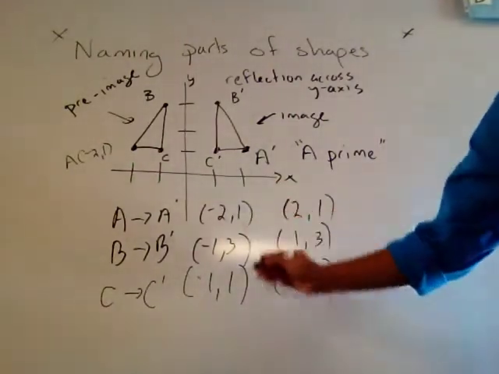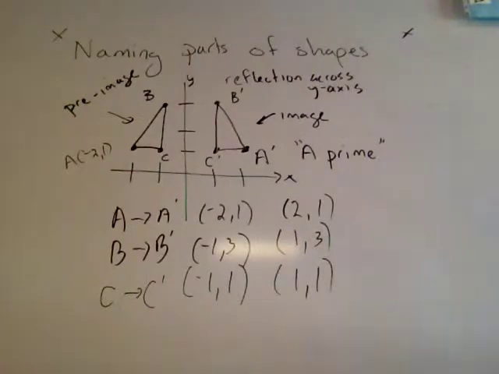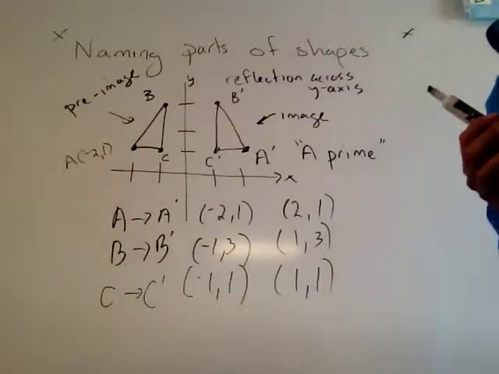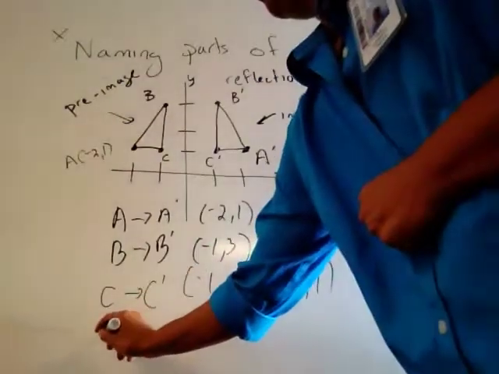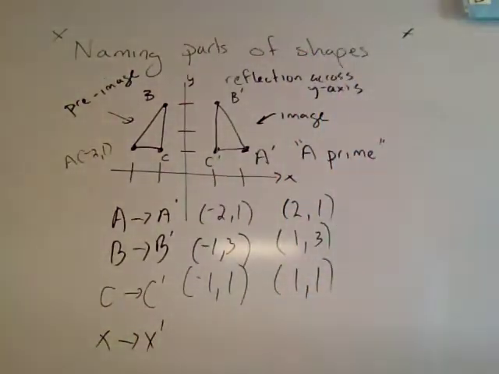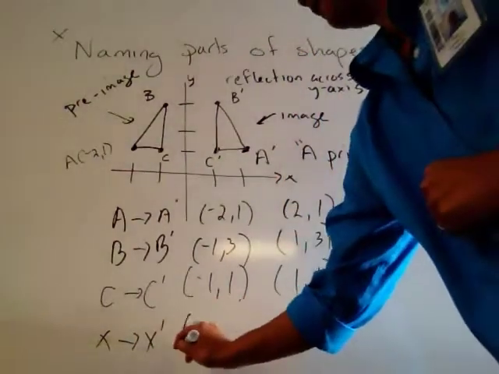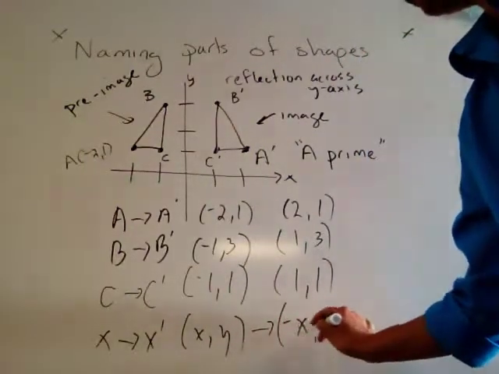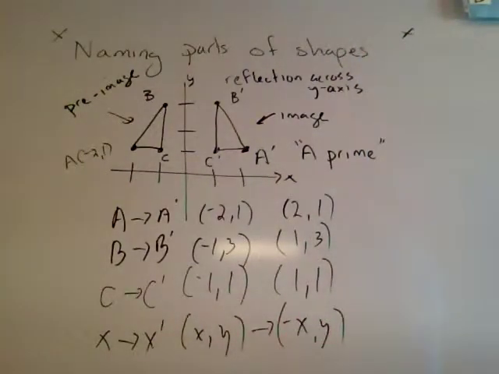So the y values stayed the same. The x values changed. Whenever you do a reflection across the y-axis, interestingly enough, the x variable becomes negative. So if I take x to x prime, my x comma y is going to become -x comma y. Y stays the same. All right.